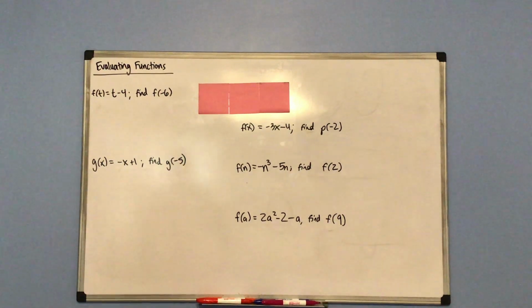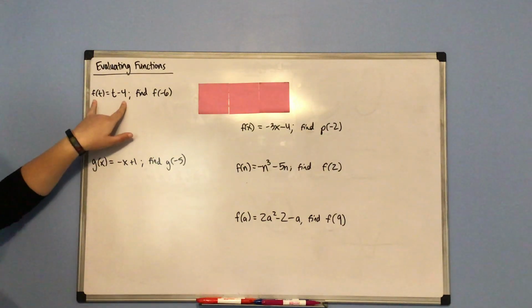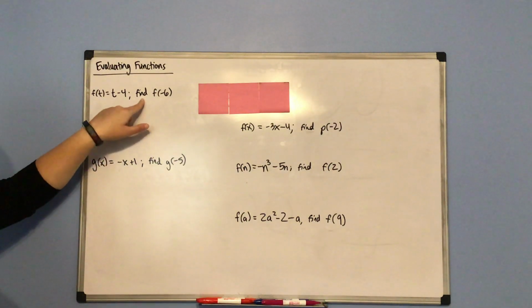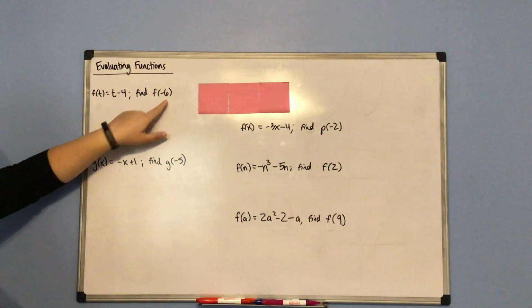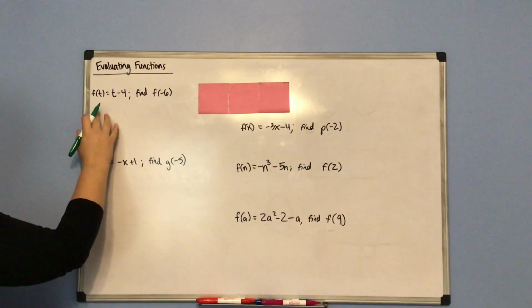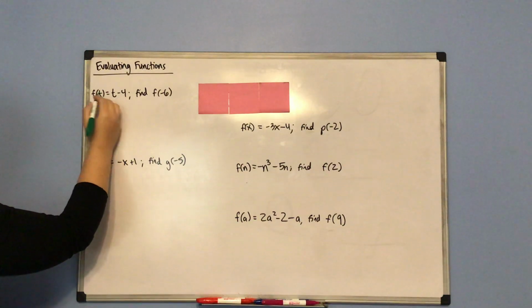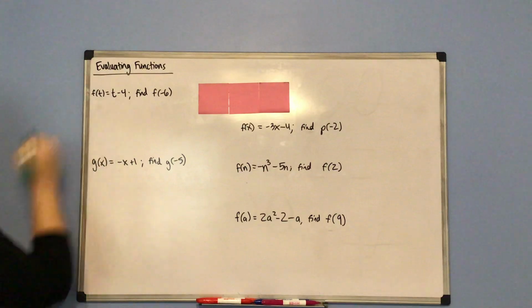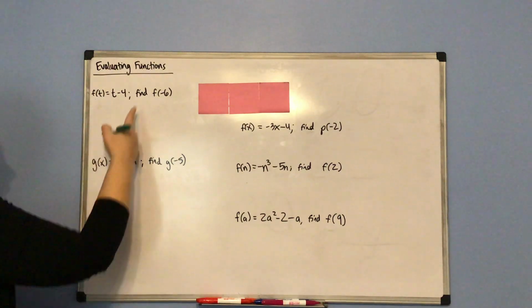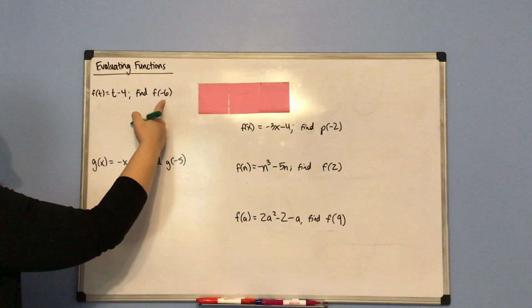Today we're going to be evaluating functions. So how this works is you're going to see an equation for a function, and then you're going to see "find," and then a value that they want you to find for that function. So just taking a look here, we have the equation f of t. F is just the name of my function, t is the variable of my function, equals t minus 4. They want us to find f of negative 6.